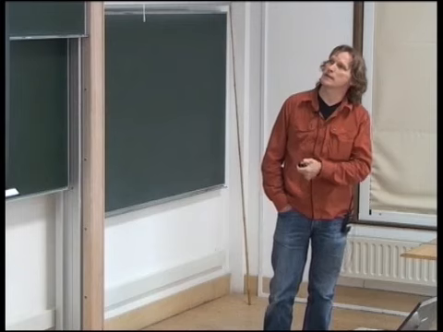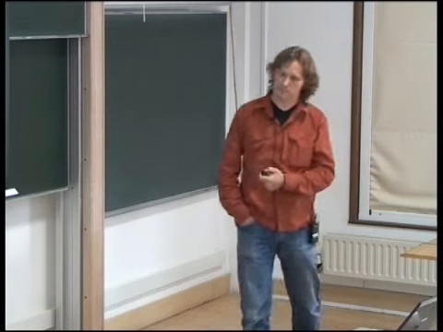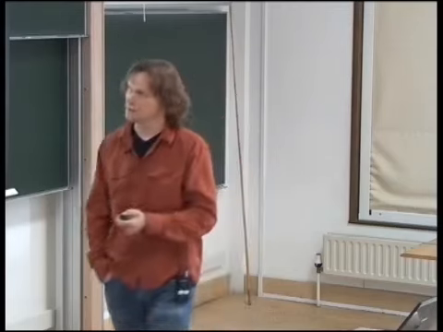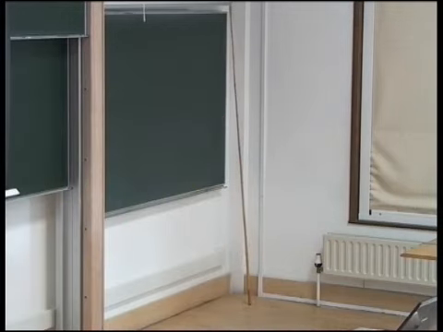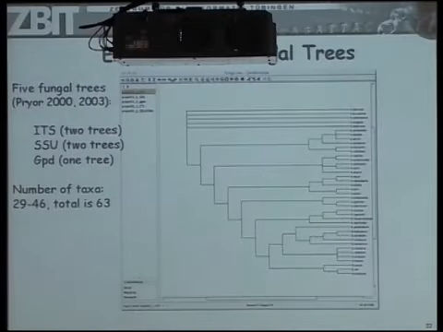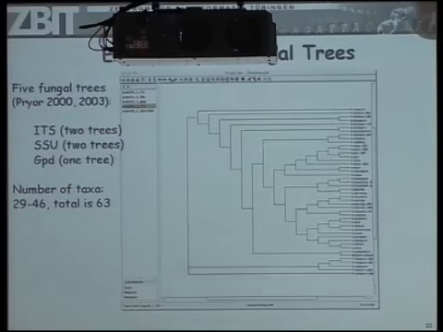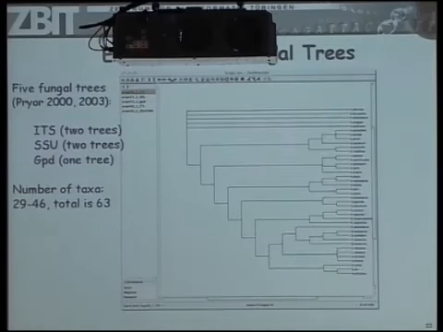Here I've loaded up 5 fungal trees. These are trees on slightly different numbers of taxa. There's 63 taxa in total here, but one tree only has 29, and the biggest tree has 46. So these are overlapping taxa sets, but not identical ones. And in Dendroscope, you can scroll through those and look at the different trees.